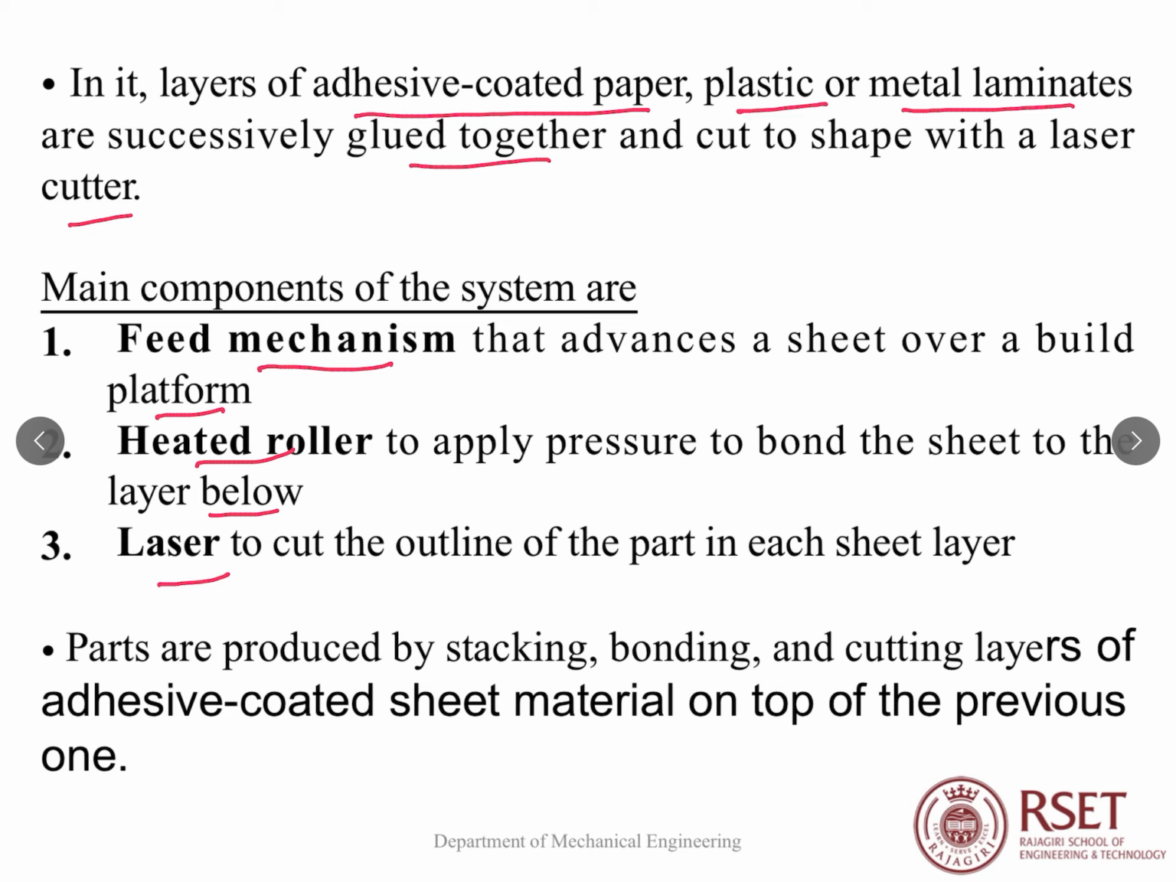Then we have a laser to cut the outline of the part in each sheet layer. After the movement of the roller, the sheet gets bonded to the bottom layer. Then we do a cutting using the laser cutter based on our program. The part is produced by layer by layer stacking, adhesive bonding and cutting layers of adhesive coated sheet material on top of the previous one.